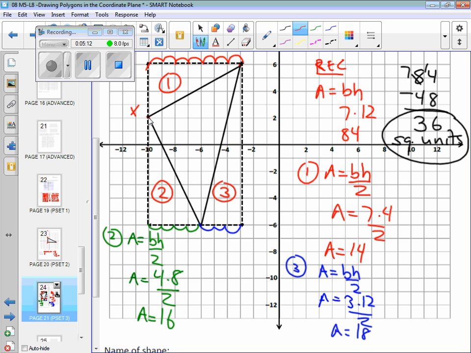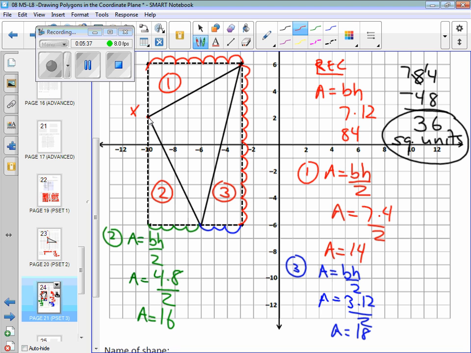Oh, I'm sorry, rectangle. A base of 7, and my height, if I count accurately, winds up being 12. 7 times 12 makes 84. That's my entire shape. And then I'm going to do each triangle and subtract it from the whole snow cone to get what I need.